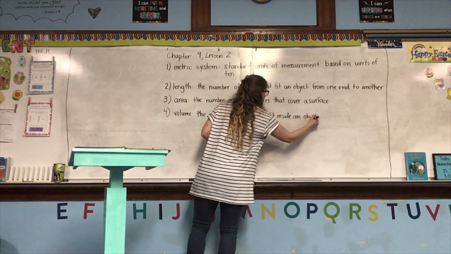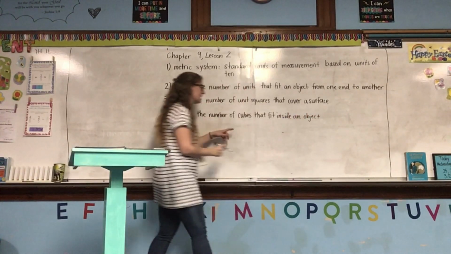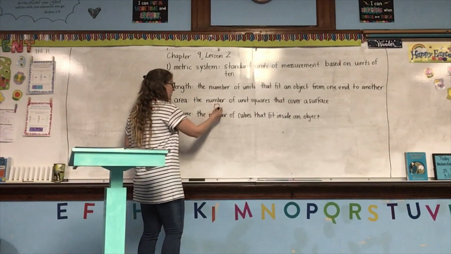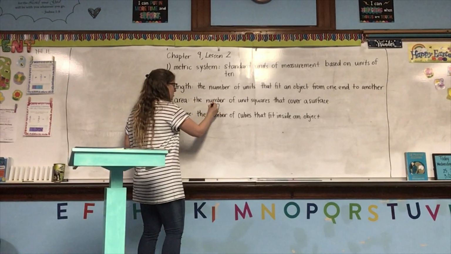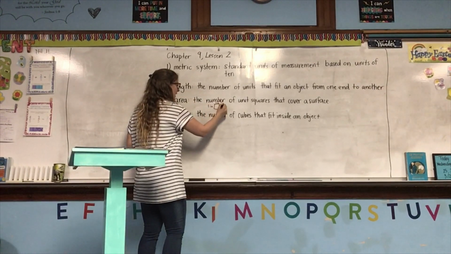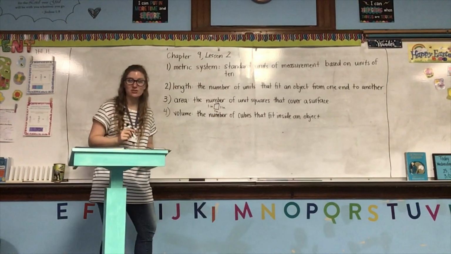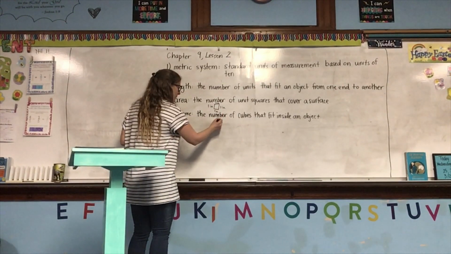an object. Now the reason that they said cubes instead of unit squares is that not only do we have to figure out, okay, there's 1 inch by 1 inch, that's 1 square inch, we actually have to do a cube.